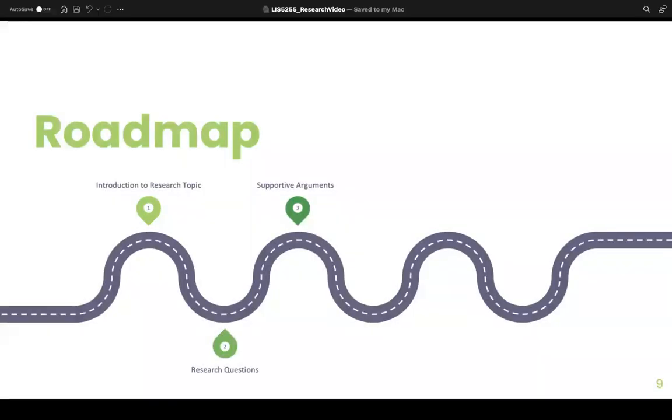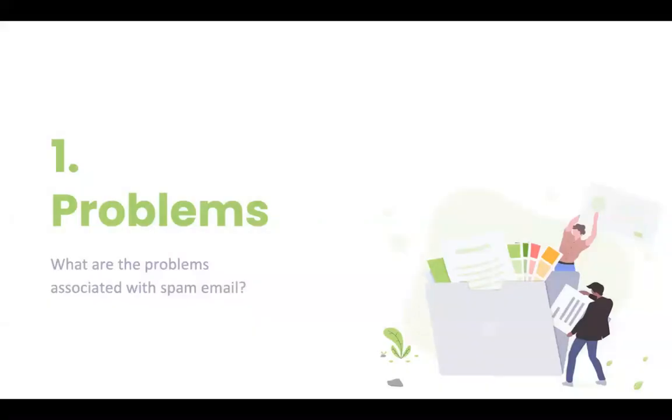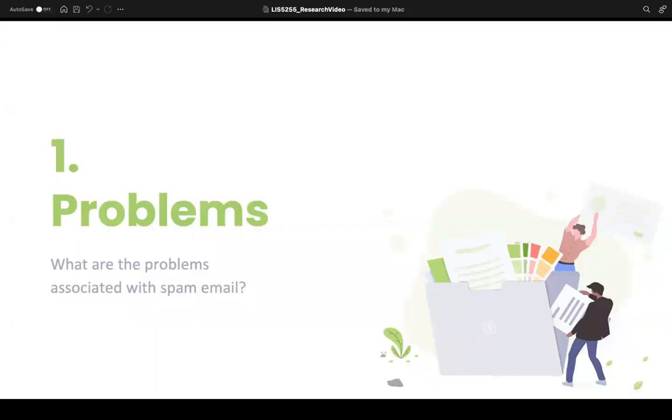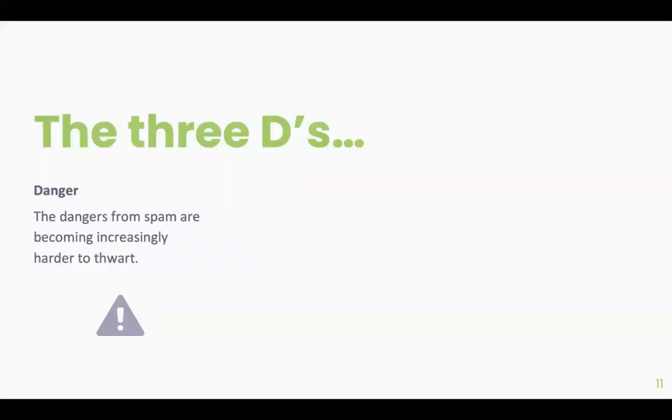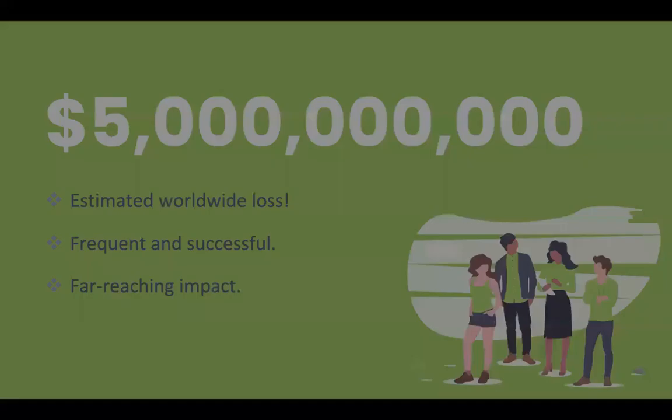Let's look at the supportive arguments. The first research question posed is, what are the problems associated with spam email? Let's talk about the 3Ds. The first D is the dangers from spam and how they are becoming increasingly harder to thwart.